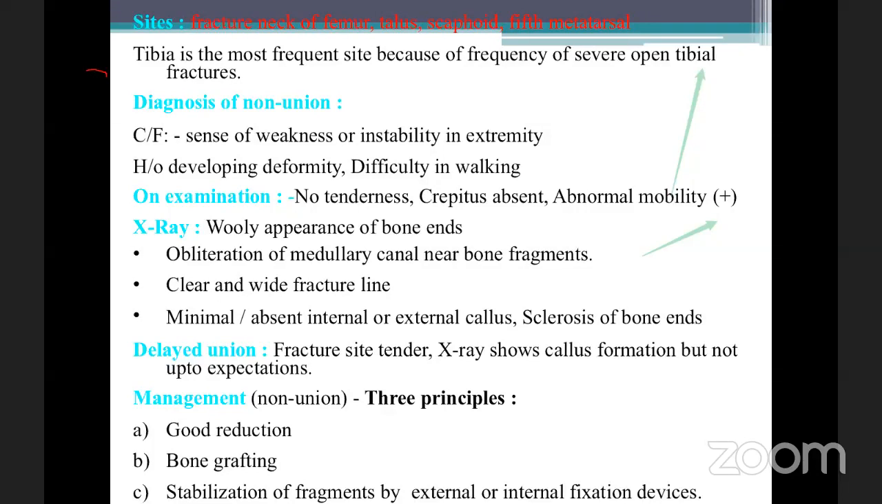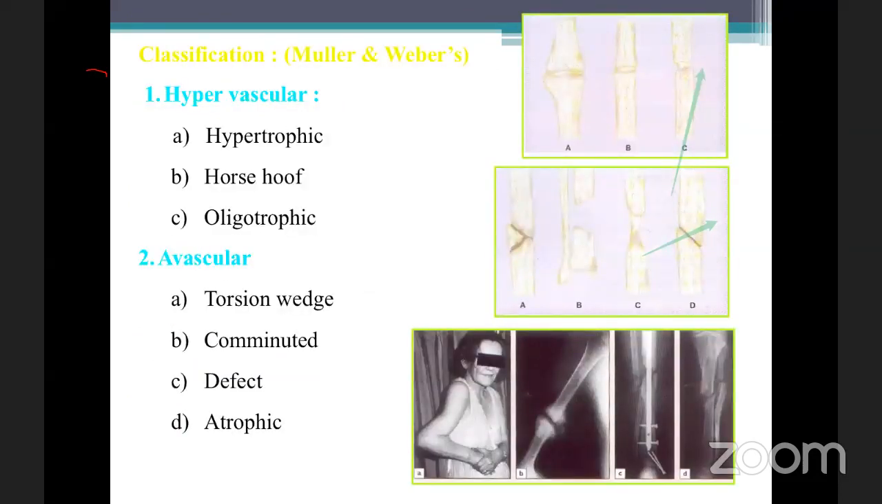And in delayed union, X-ray shows callus formation, but not up to expectation. Whereas in non-union there will be obliteration of the medullary canal, woolly appearance of bone ends, a clear or wide fracture line, or minimal or absent external callus. So management for non-union is good reduction, bone grafting, and stabilization of the fragments by external or internal fixation. So how do we classify non-union? There is the Muller and Weber classification, hypervascular and avascular.